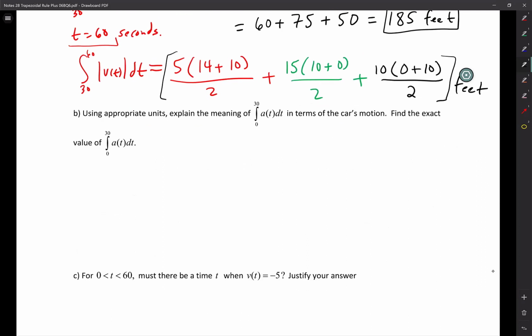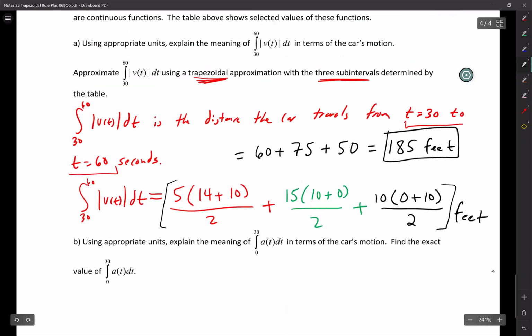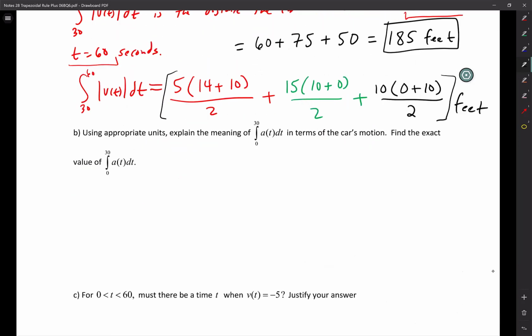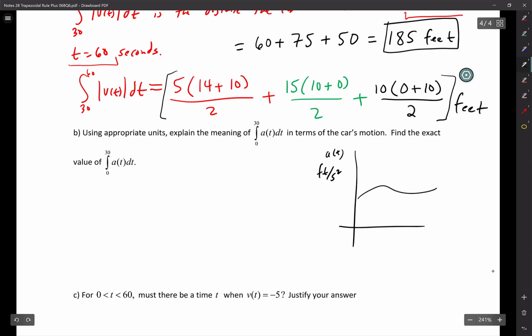Ooh, I love this one. Let's see if you guys can figure this out. Using appropriate units, explain the meaning from 0 to 30 of A of T dT in terms of the car's motion. Find the exact value. Okay, they're testing to see if you know what that means. What does it mean? I'm not drawing that graph, guys, I'm just drawing a sketch. I'm going to say this is A of T in feet per second squared, and this is in seconds. And I'm going to say A to B. If I find that area, what does it mean? No yawning.